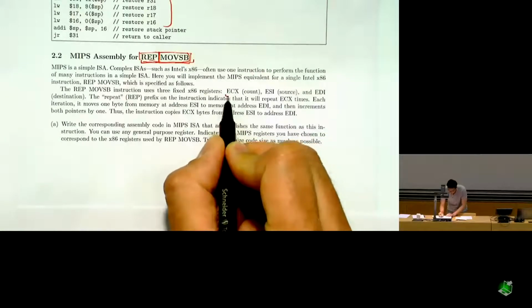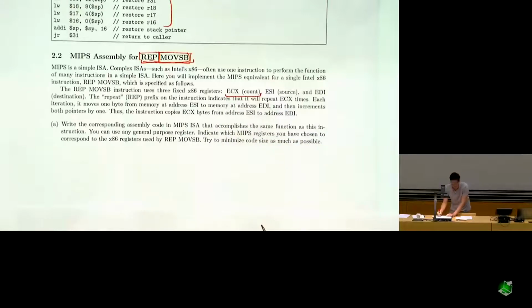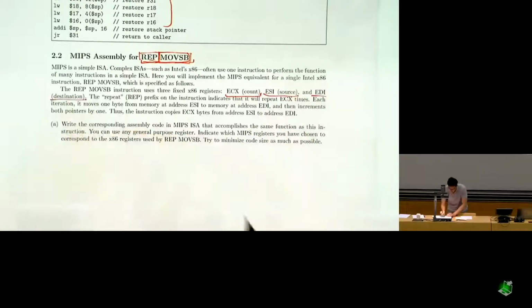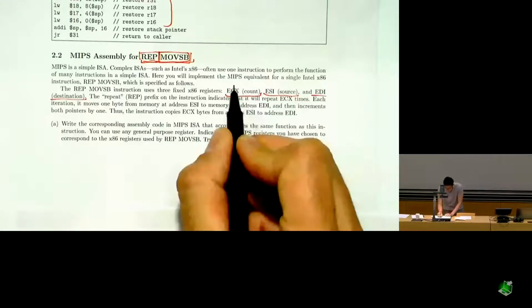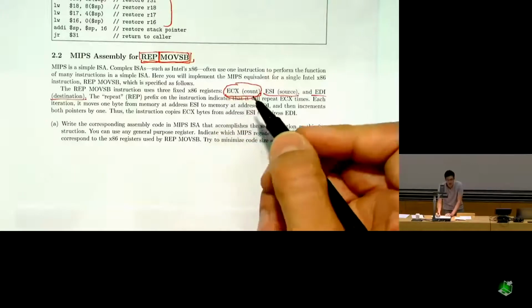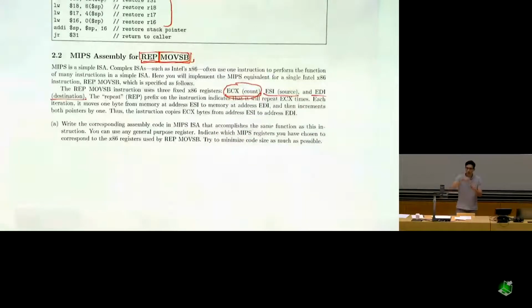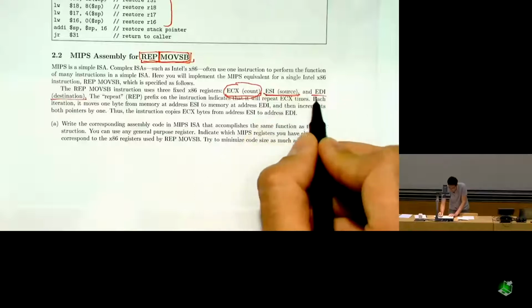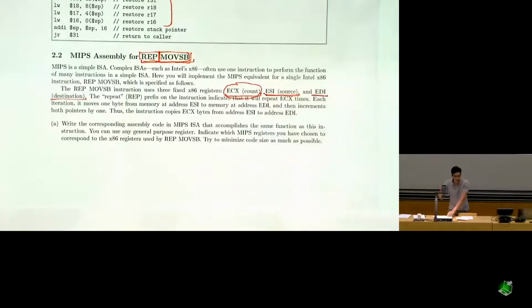There is one count register, ECX, and then we have one source register and one destination register. This source and destination are 2 pointers to 2 different arrays, and what this operation does is, for several times, and this number of times is the content of this register ECX, we copy byte by byte from the source array to the destination array. And after each of these copies, these 2, ESI and EDI, are incremented.